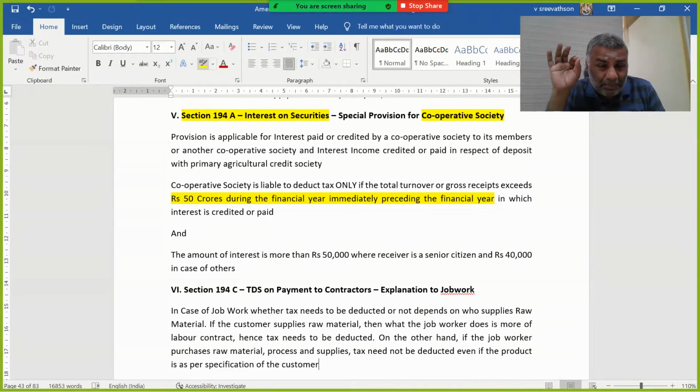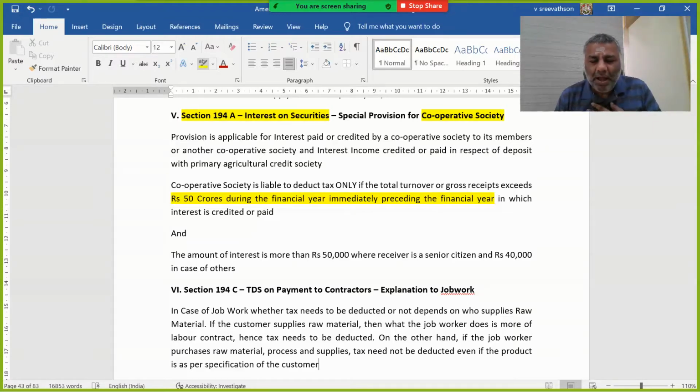Earlier, only the customer supplying raw material was covered. The amendment is that an entity which is related to the customer, any other entity which is a relative of that customer, supplying the raw material will also be known as job work.